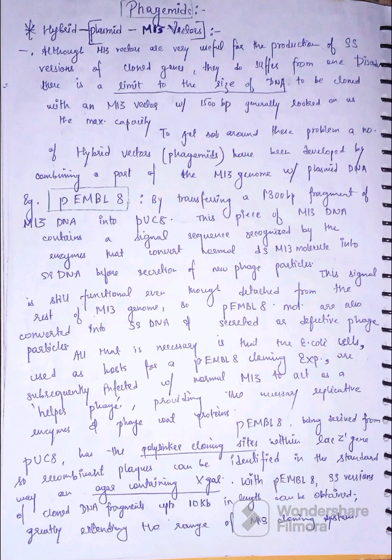Right. What we did is simply that we inserted a polylinker. So we know that pEMBL8 is derived from pUC8, and pUC8 already had the polylinker cloning sites within the lacZ gene. So we can easily identify those recombinant plaques in a standard way.